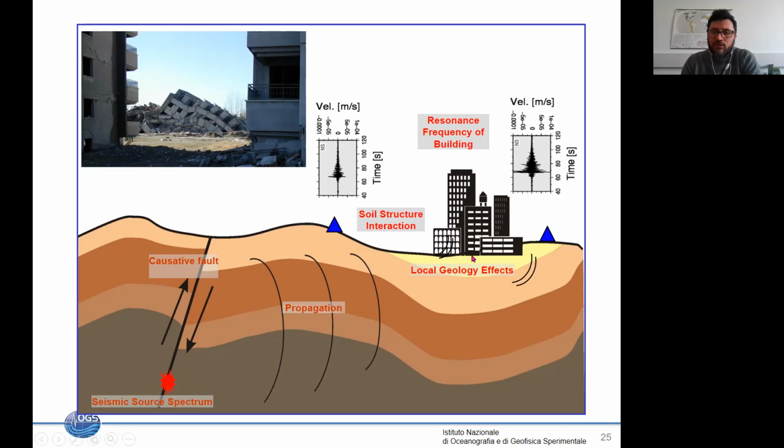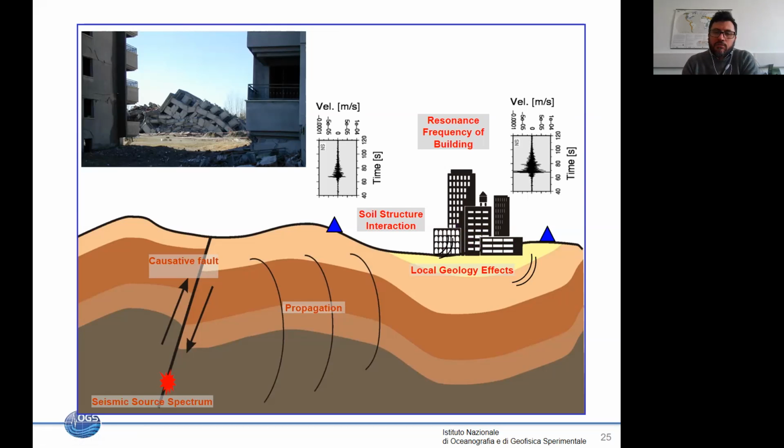But we know that buildings are also existing in this area. And buildings are not only damaged by the shaking of the ground, but they can also release waves back to the ground, and they can also modify the shaking in the ground. And this is one of the emergent fields that we are studying in the Urbesis project, where many of you are part of it.